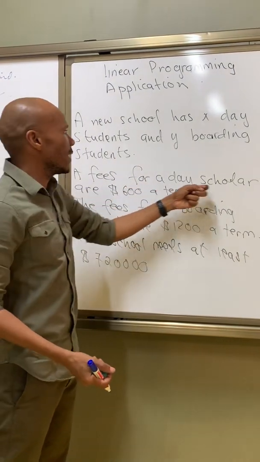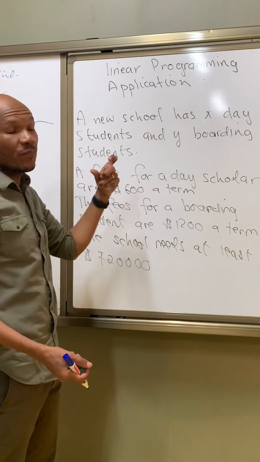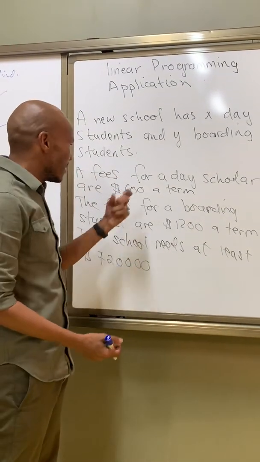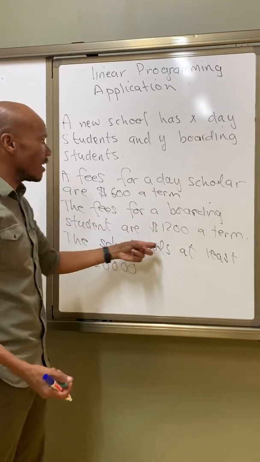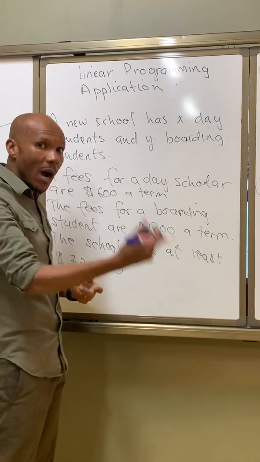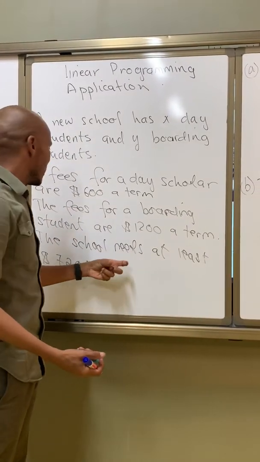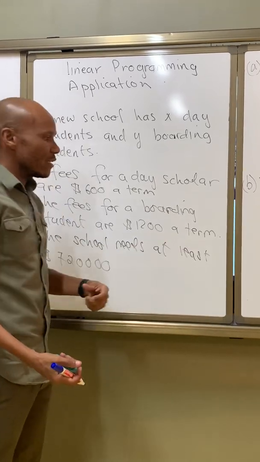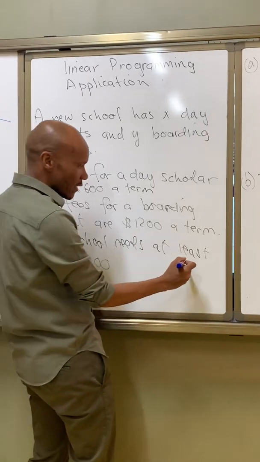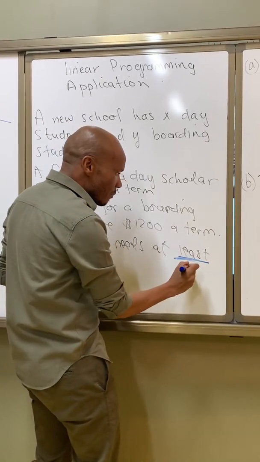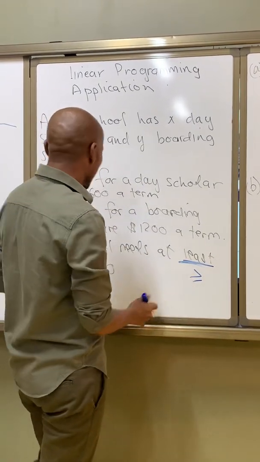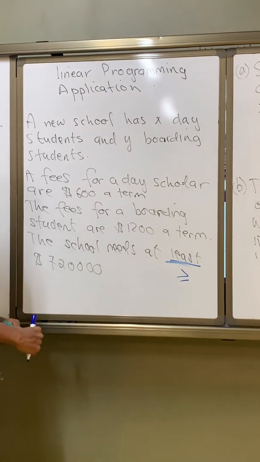The fee for a day scholar is 600 a term, 600 per kid. So that would be 600x in this case. And the fee for a boarding student is 1,200 per kid. So that would be 1,200y, right? So the school needs at least, so the smallest amount they need is 720,000. So how do we formulate an equation for this?